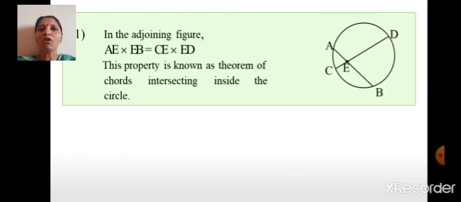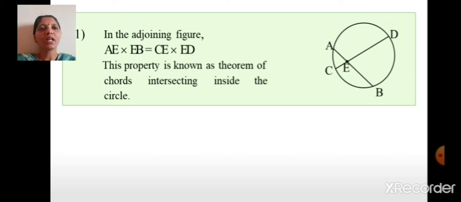Now the next theorem we have learned is the theorem of internal division of chords. Here we can see chord AB and chord CD are intersecting in the interior of the circle at point E. So this theorem is called internal division of chords. What does this theorem say? AE into EB is equal to CE into ED. That is, the product of segments of one chord is equal to the product of segments of the other chord.